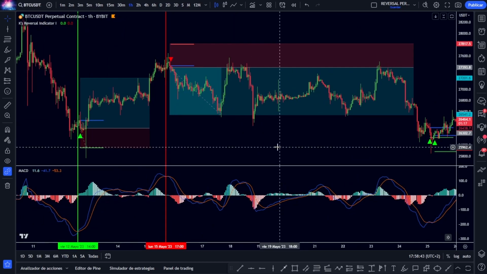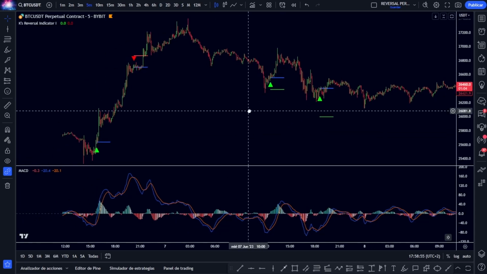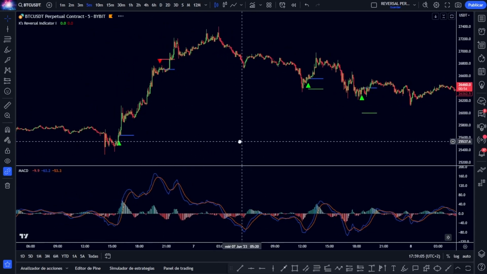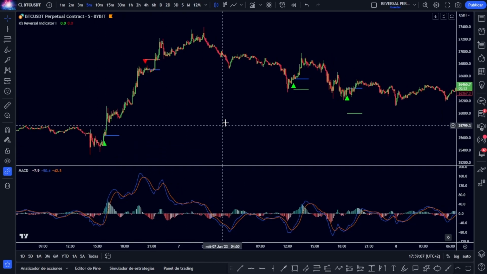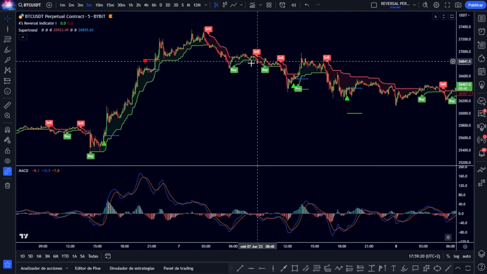And how can we apply all this in lower time frames? Very simple, we go to the 5-minute temporality, where we have more failures in those operations. That is to say, we would need to filter them a little more with another indicator, and it is nothing more and nothing less than the Supertrend, one of the most famous indicators in the world.